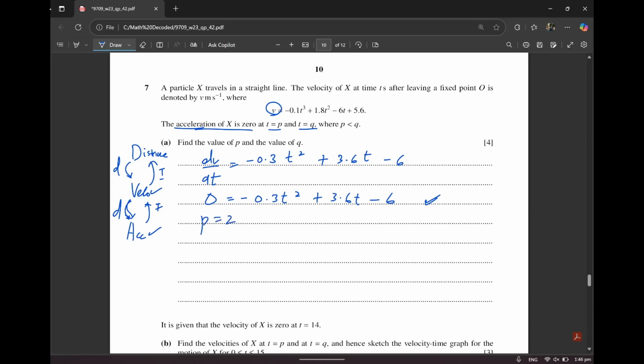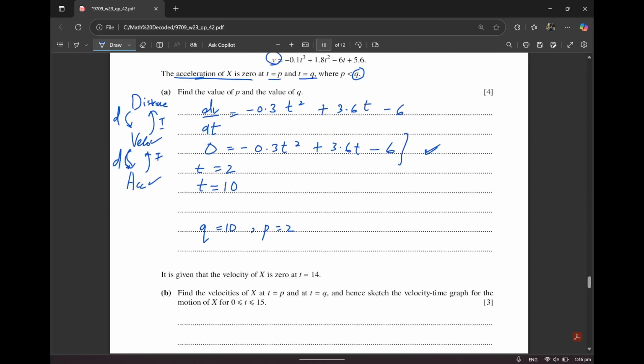p is equal to 2 and p is equal to 10. T is equal to 2 and t is equal to 10. Now they told us that q is supposed to be the bigger one, so I'll say that q is equal to 10 and p is equal to 2. Let me know if you need a tutorial on how to solve quadratic equations directly into a calculator.